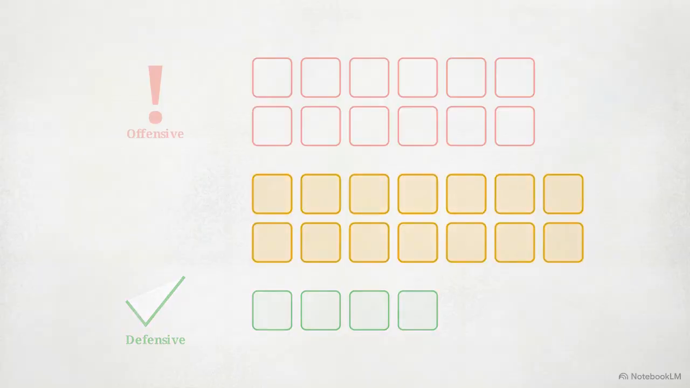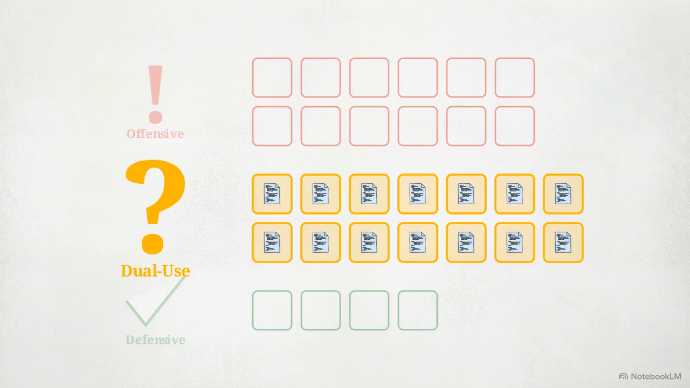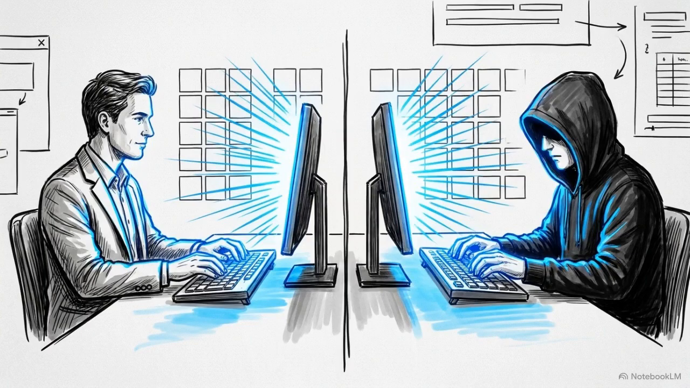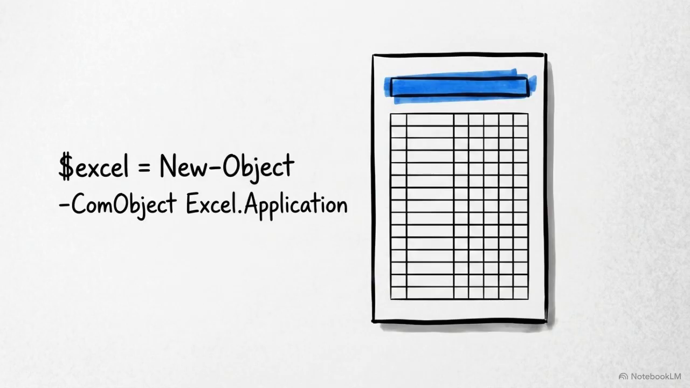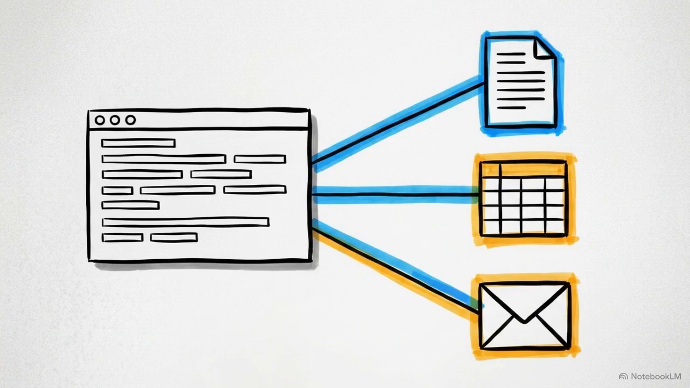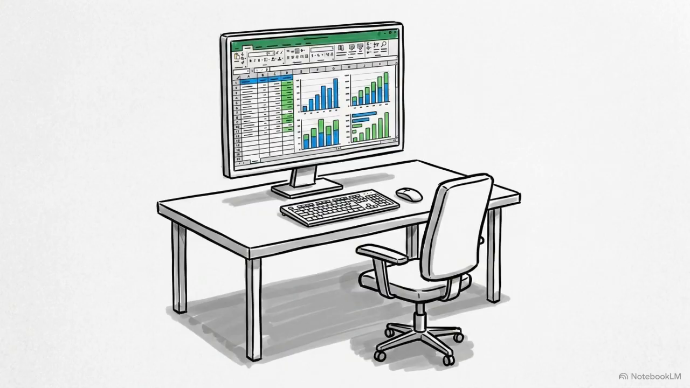Moving up to the middle tier, we hit the question mark zone, the dual-use scripts. Here, the lines of code are identical whether they are typed by a legitimate system administrator or a malicious hacker. The threat level depends on the intent of the person running them. Consider the concept of COM automation. This is a built-in feature that allows external scripts to open, read, and write inside Microsoft Office programs automatically, without requiring a human to click a mouse or press a key.